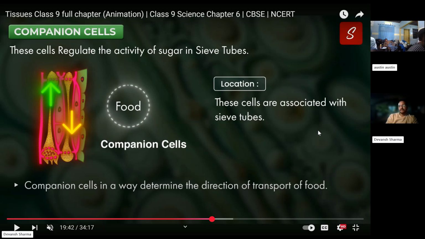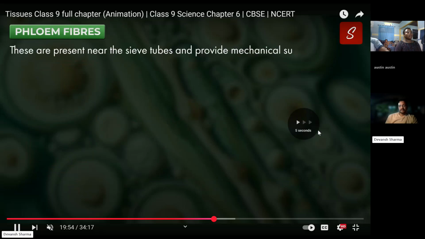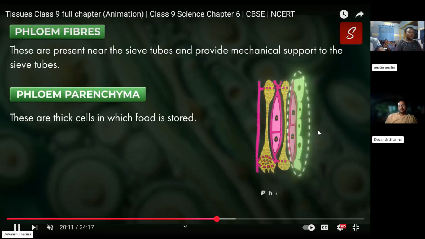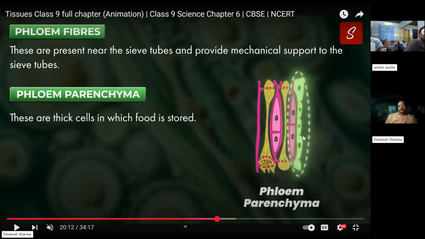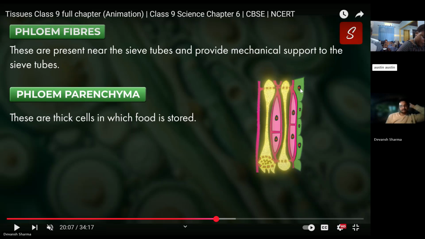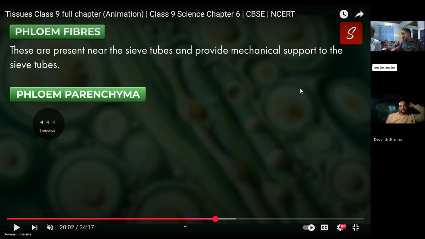Shall we move to the other component? Okay. So the next component is phloem fiber. Label this part as phloem fiber.